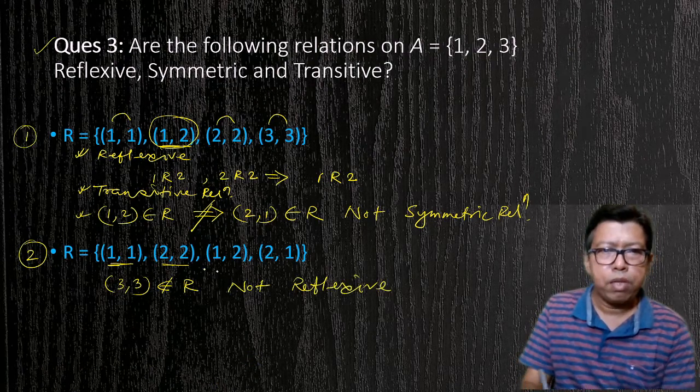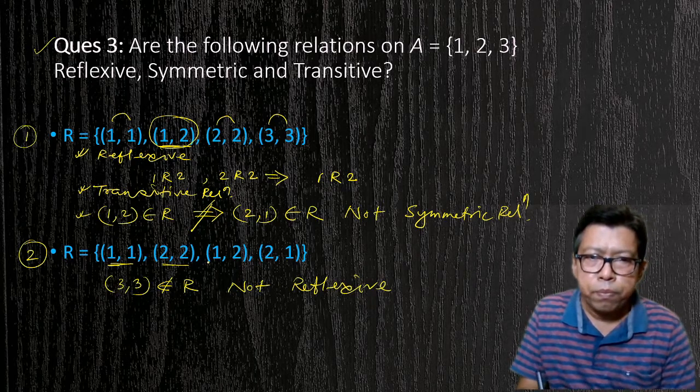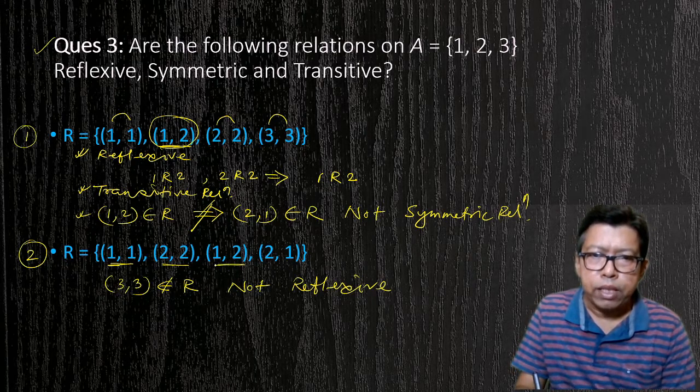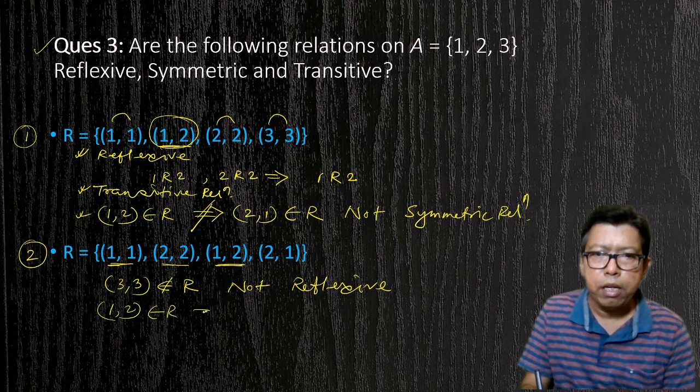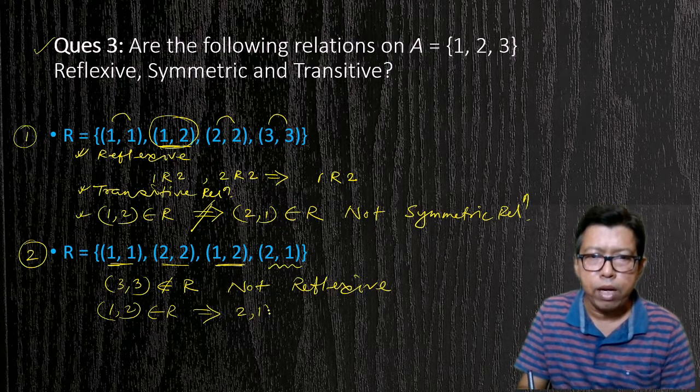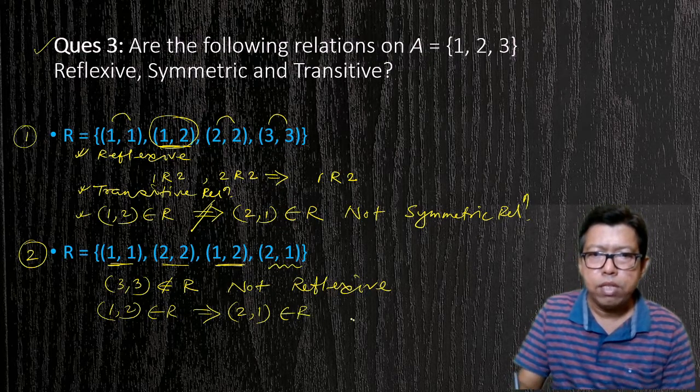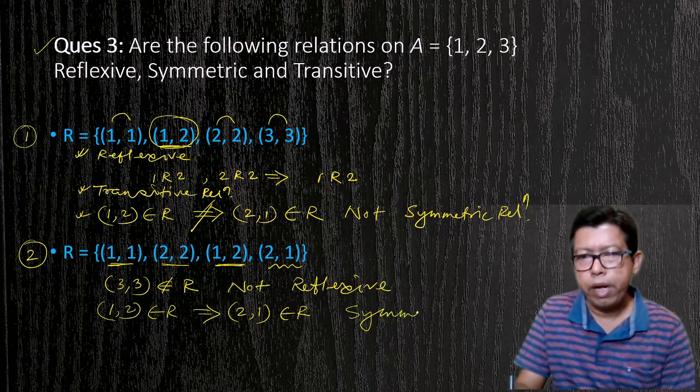Next, you observe the other relations. Here 1, 2 is an element of the relation R, and it implies that 2, 1 is also another element belonging to the relation R. So this is a symmetric relation.